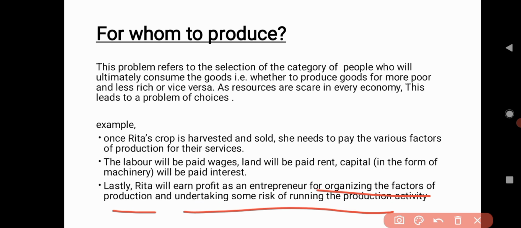So for whom to produce is one of the most important questions that arises, because here we need to keep the category of the people in mind, right? We cannot just neglect the poor, or we just cannot neglect the rich. So accordingly wise choices are to be made so that goods and services can reach the maximum people in the society.